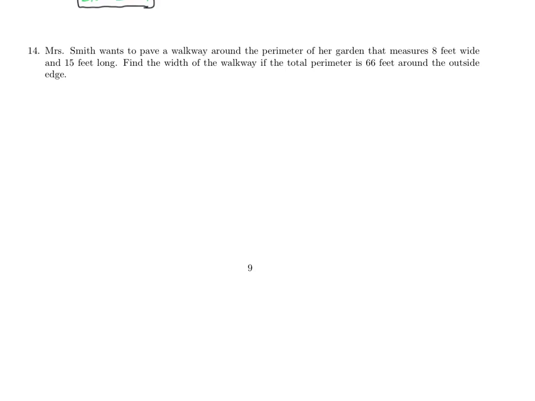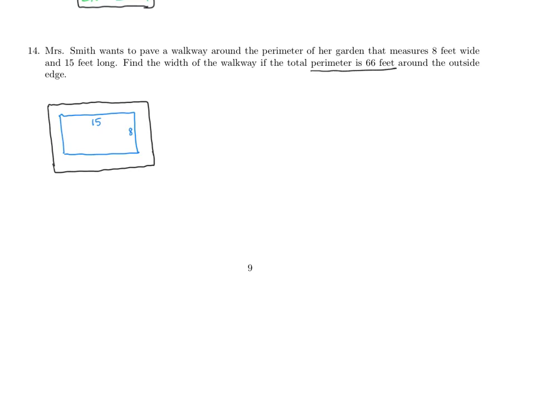So let's try to draw a diagram and try to figure out exactly what's happening here. So we have a garden. Okay, so here's the garden. And it says the garden measures 8 feet wide and 15 feet long. So 8 feet wide, 15 feet long. That's the garden. And then we're going to add a walkway all the way around the outside of the garden. And so we know that the perimeter of the black, the perimeter of the outside edge of the walkway is 66 feet, okay? That's the black.